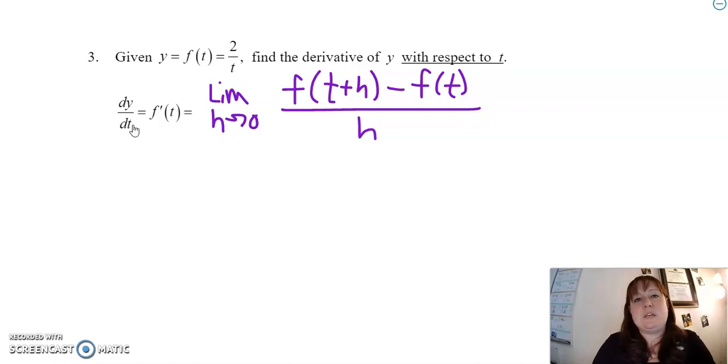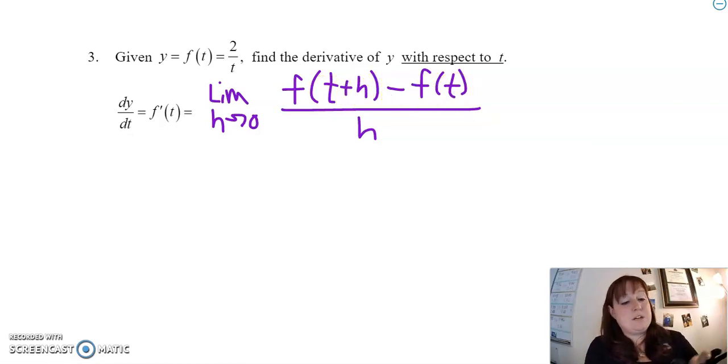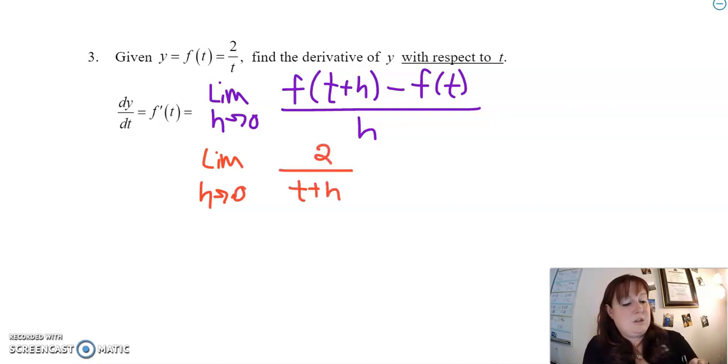I know it seems really nitpicky right now because it's like, well, duh, we're taking the derivative. But there are times when we're going to take the derivative with respect to different variables. So anytime I had an x, now I'm going to have a t. So I have the limit as h approaches 0 of f of t plus h minus f of t over h. So let's just go ahead and plug this in, though. We have the limit as h approaches 0 of 2 over t plus h minus 2 over t all over h.